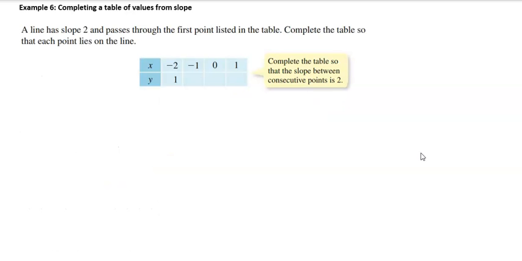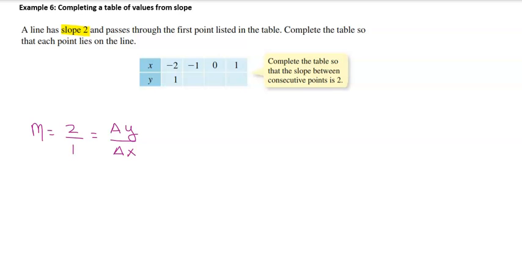Okay, this next example is very different, completing a table of values from the slope. So this requires an understanding of slope itself. It's saying that this has a slope of 2, and it passes through this first point. And so then what does it do from there? If it has a slope of 2, that means it has a slope of 2 over 1, because remember, 2 is just 2 over 1. So the 2 is the change in y, and the 1 is the change in x.